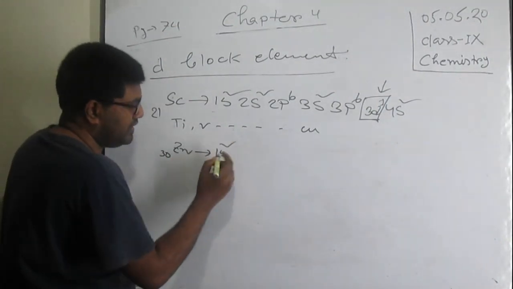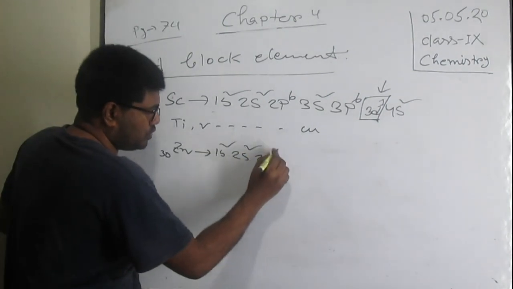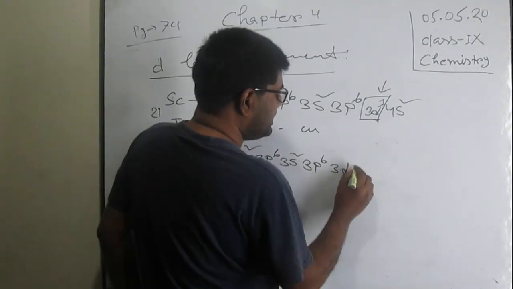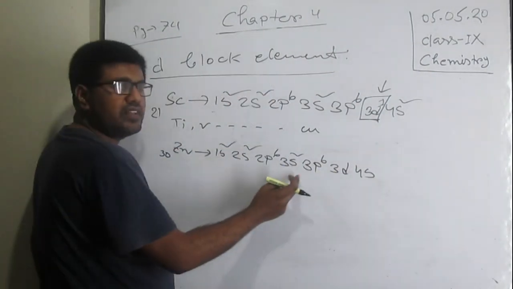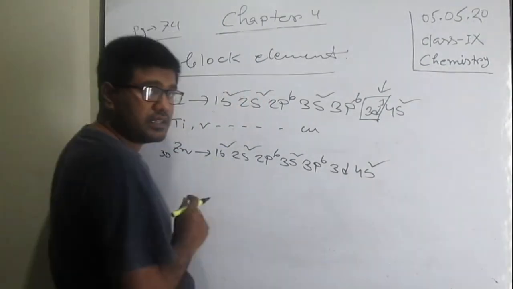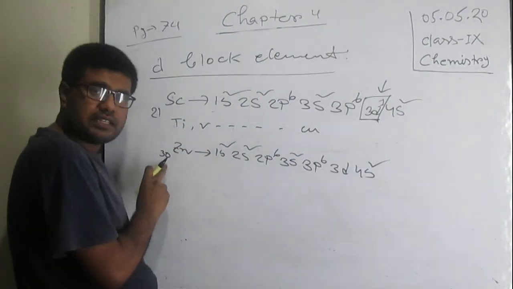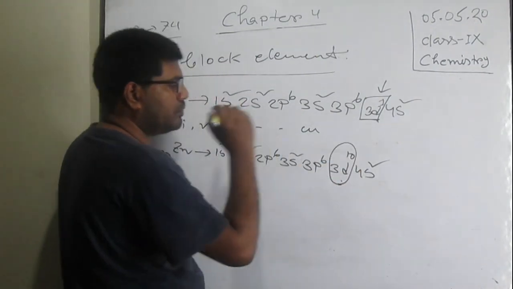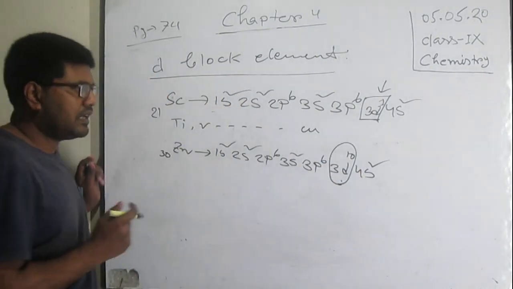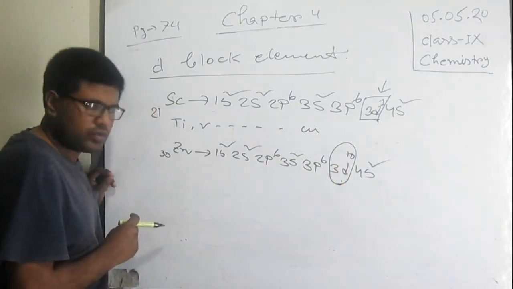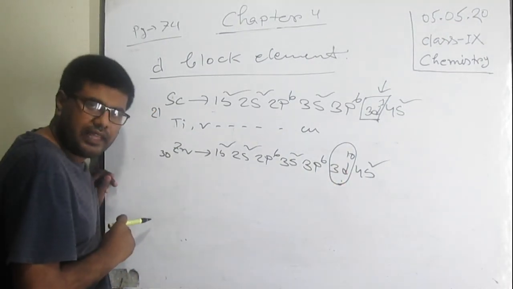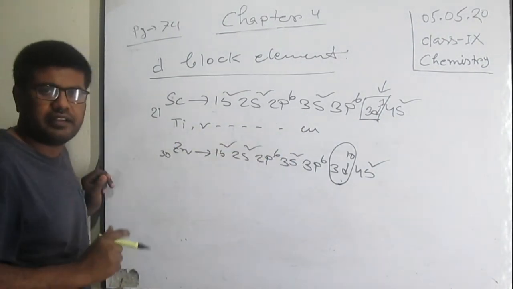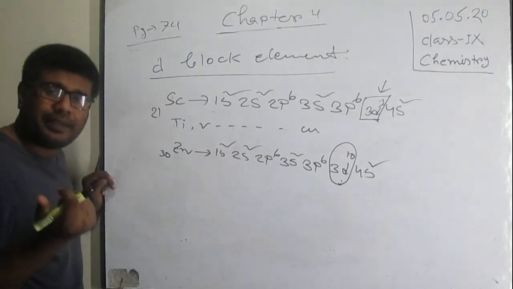Its electronic configuration is 1s2, 2s2, 2p6, 3s2, 3p6, then 3d, 4s2. That is 20 electrons, we have extra 10 electrons, so 10 electrons will go to the 3d orbital. In the case of zinc, the outermost electron goes to the d orbital, that's why zinc is also a d block element. And titanium, vanadium, copper, all of them are d block elements. But my topic is transitional elements.